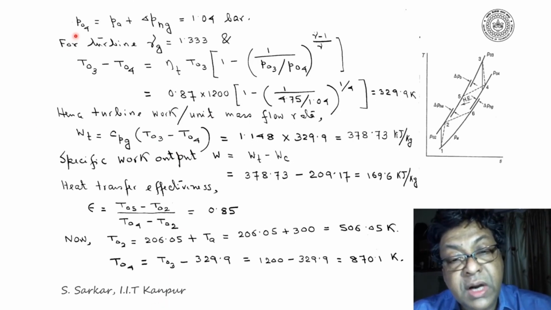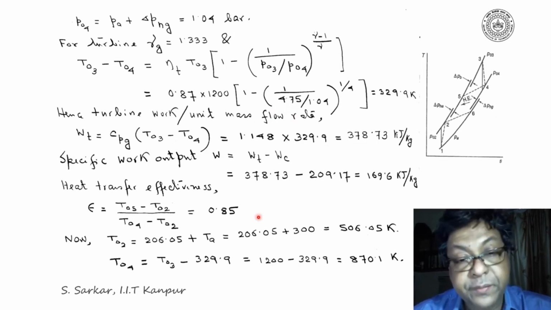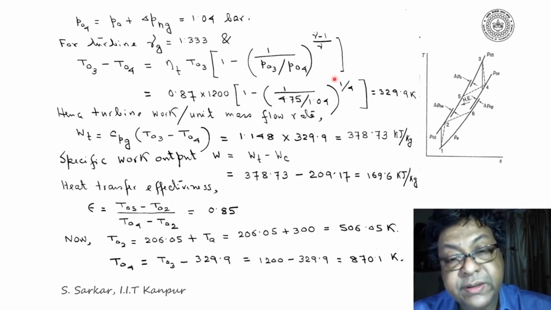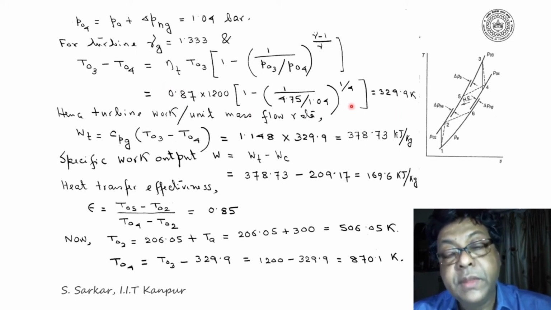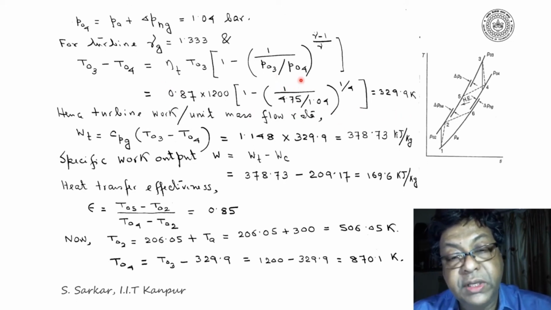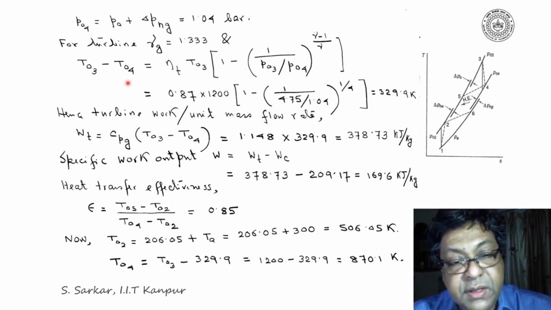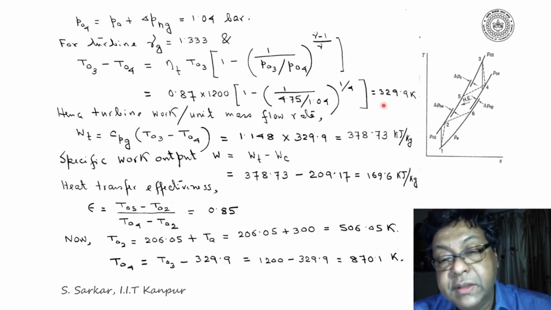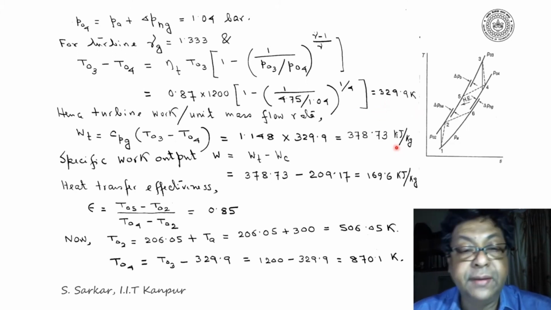P04 I calculated as 1.04 bar. P03 I also have evaluated as 4.75 bar. Thus, all the quantities are known now. Now, if we put all the values of P03 by P04 and eta T and T03, as I have done over here, T03 minus T04 would be 329.9 K.